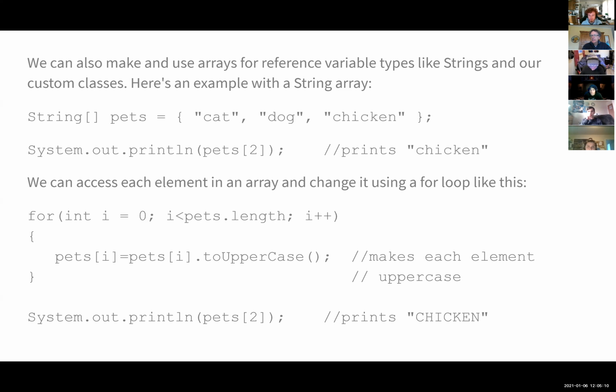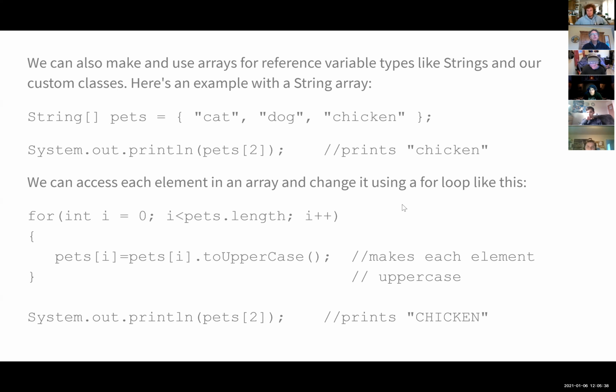And then I'm showing you code here that's accessing each element in the array and changing it using a for loop. So here I'm saying, hey, we got integer i is going to go from 0 to 1 less than the length. And then right here I'm saying pets sub i equals pets sub i to uppercase. So this is actually replacing each animal with the uppercase version of the animal.